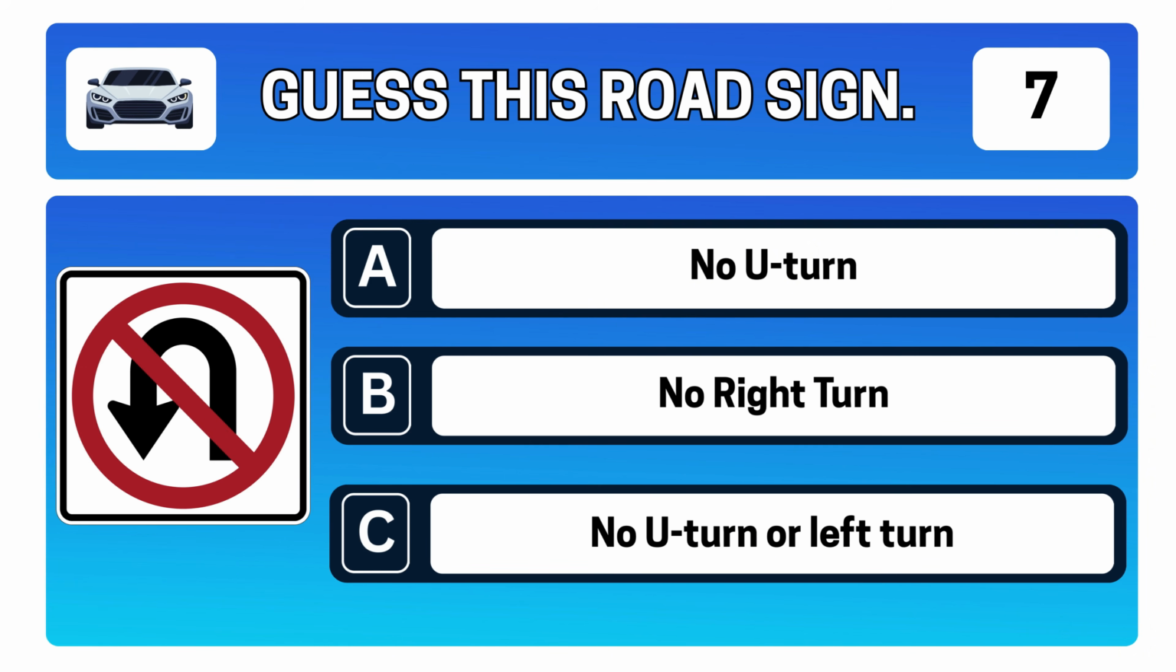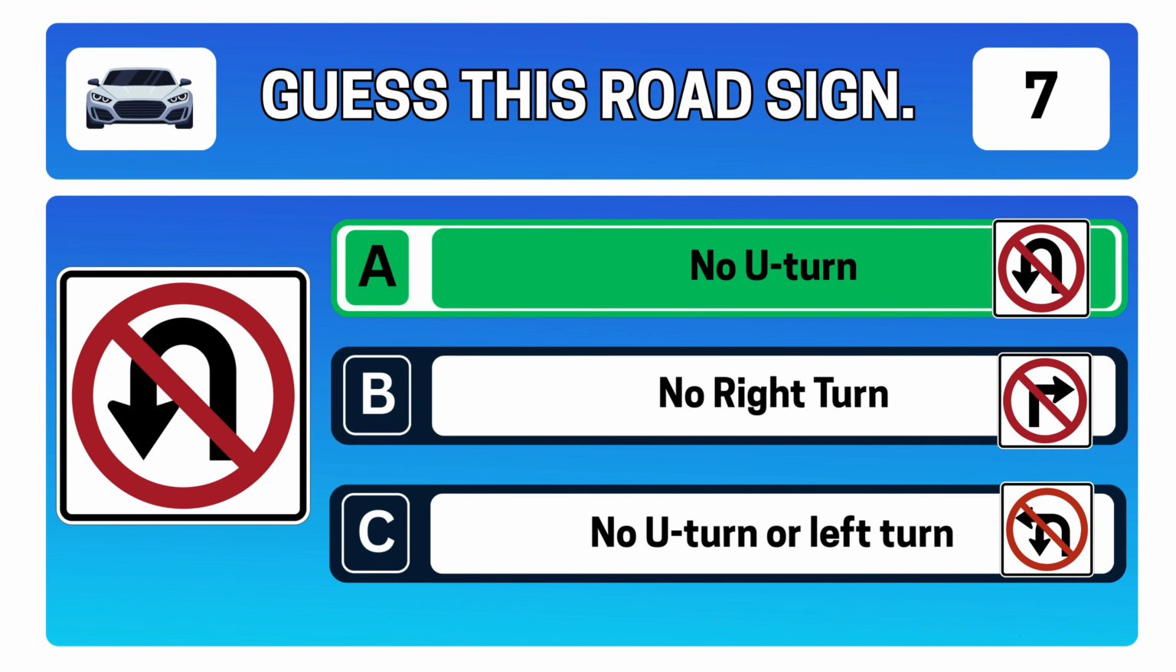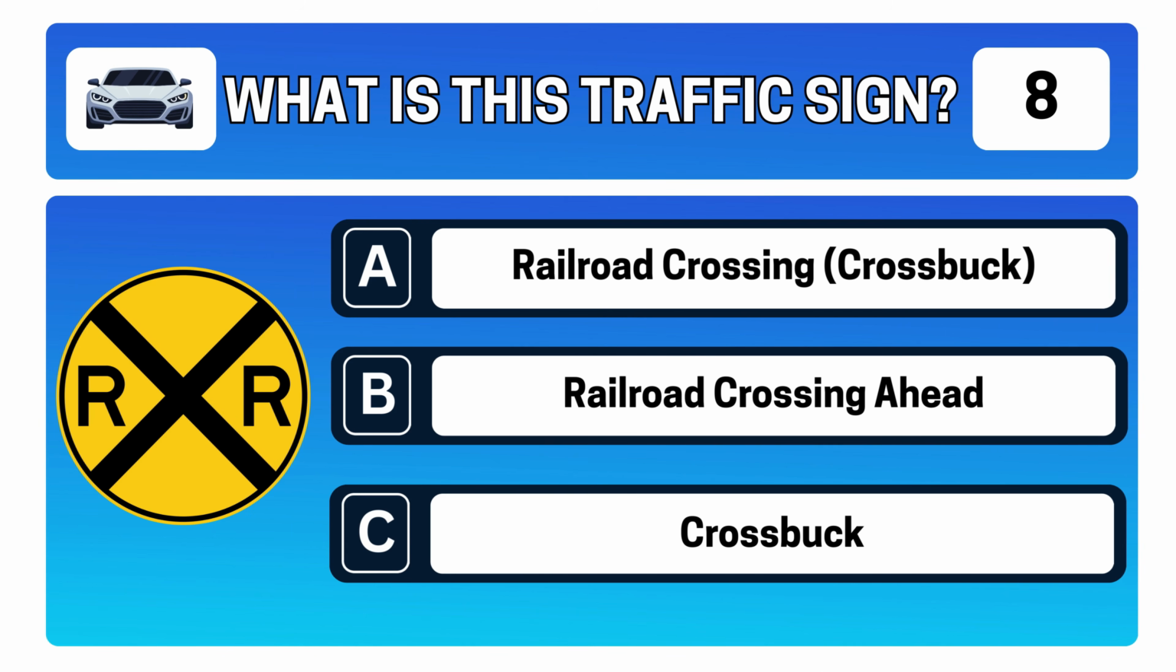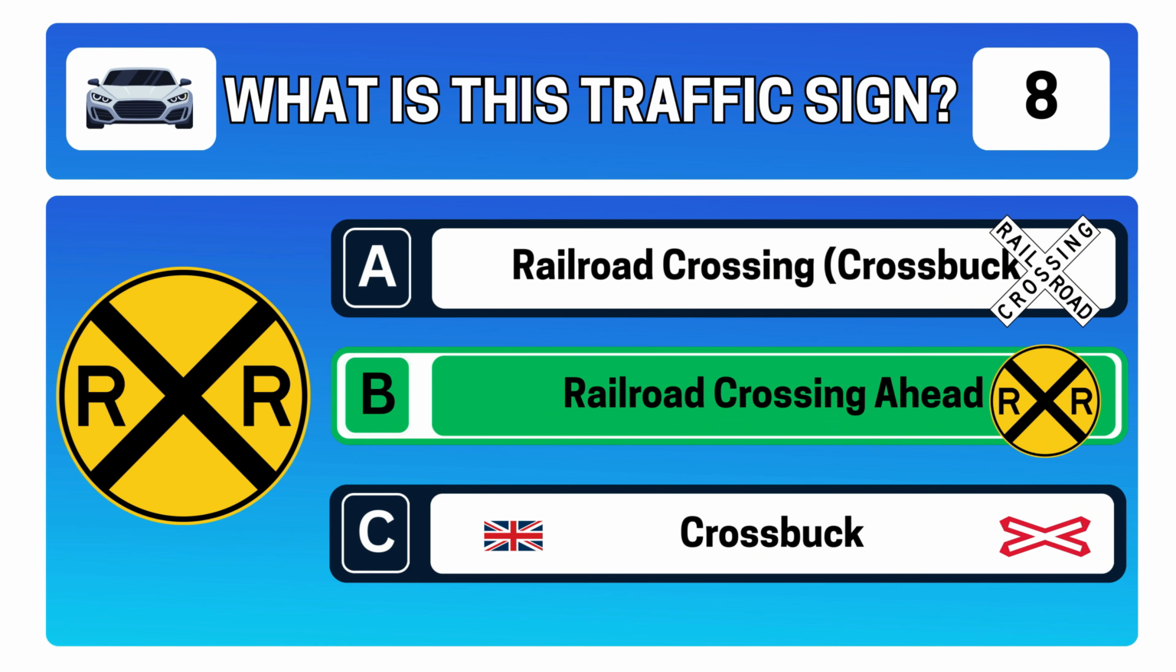Guess this road sign. Excellent. It is the no U-turn sign. What is this traffic sign? Good catch. It is the railroad crossing ahead sign.